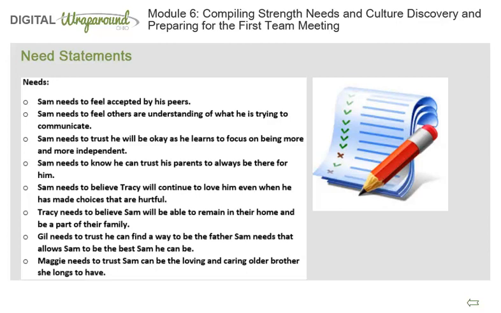Needs in wraparound address the underlying question of why a particular situation, behavior, or concern is happening, as opposed to what specifically is happening.